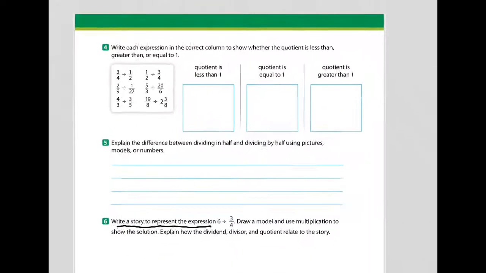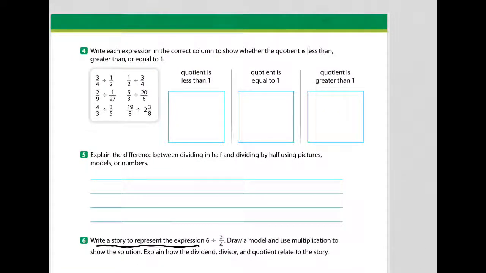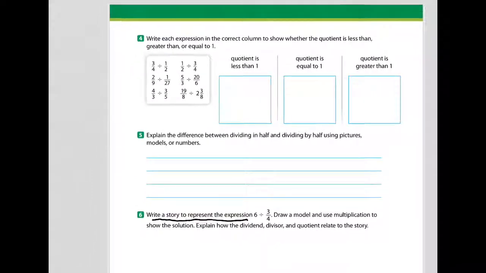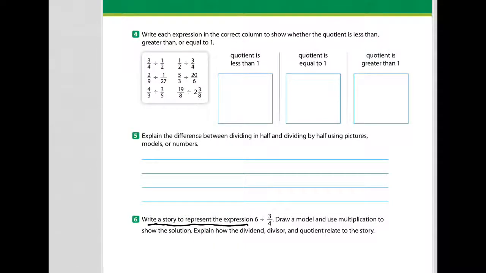So on 69, it says, write each expression in the correct column to show whether the quotient is less than, greater than, or equal to 1. All right, now I'm going to try to do whatever I can to not solve each one of these, because that will take a long time. So remember, each one of these is either going to have a quotient, or answer, less than 1, equal to 1, or greater than 1.